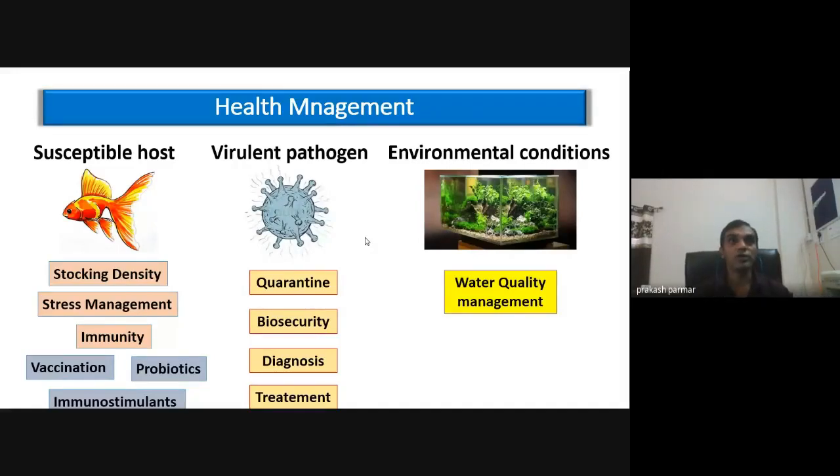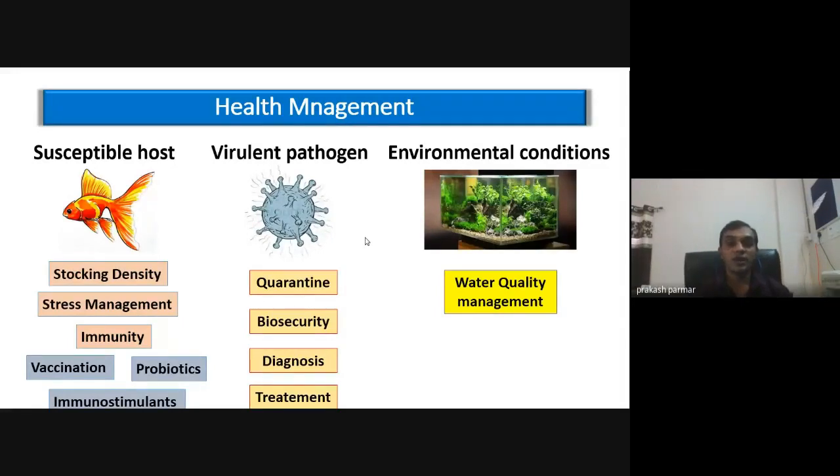Even during treatment, if you want to give a treatment, we can give the immunostimulant first for building the immunity. Or if a particular condition or environmental change occurs, certain diseases appear more. At that time also we can use the immunostimulants. So immunostimulants have wide applicability.